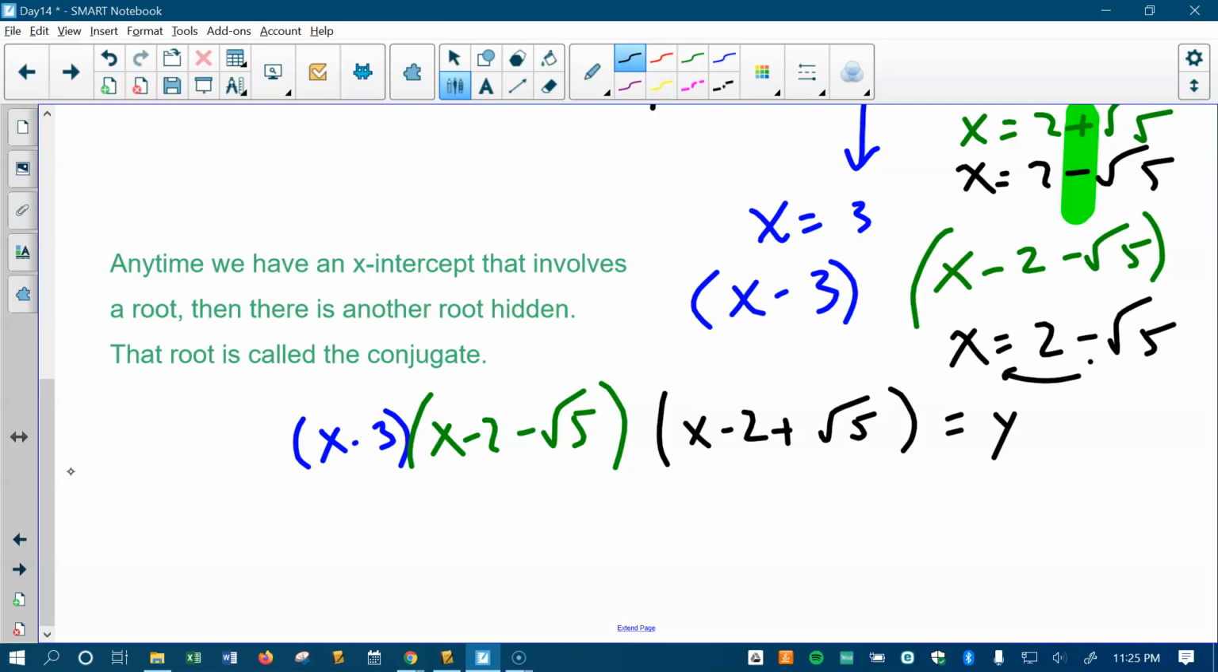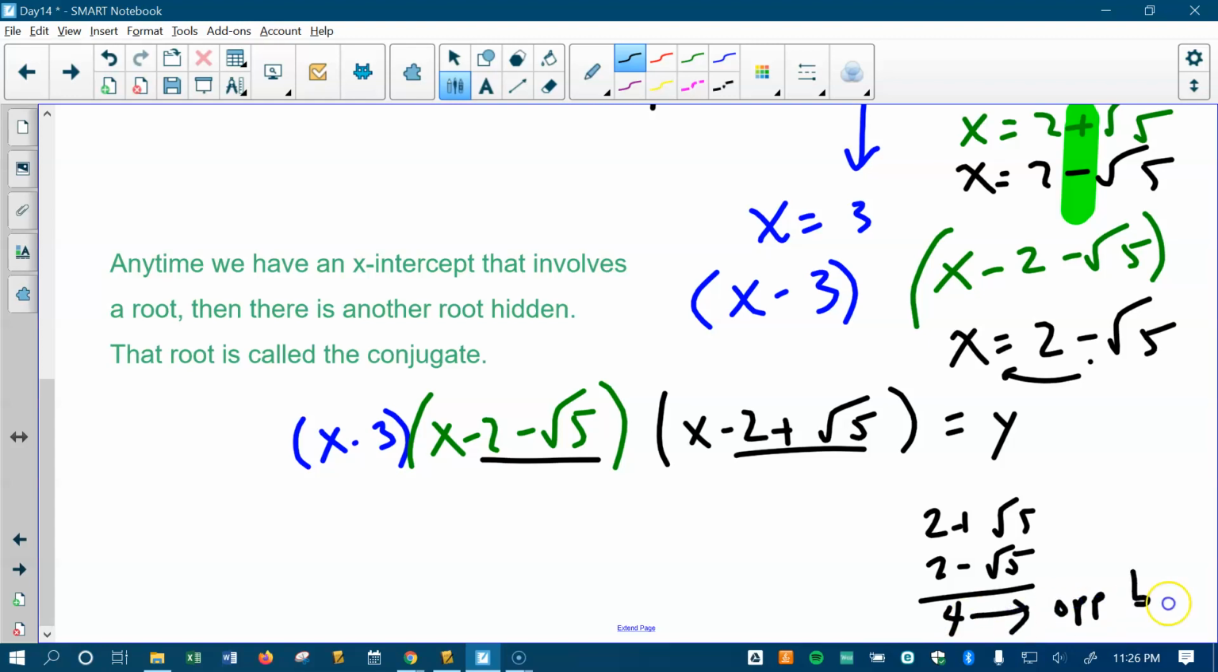There's a trick for this part. And the trick is that if I add these numbers up, 2 plus root 5 and 2 minus root 5, I get 4. Because the root 5 and minus root 5 cancel. That 4, when I add them up, is going to be opposite b. Always. This is a nice little trick to know.